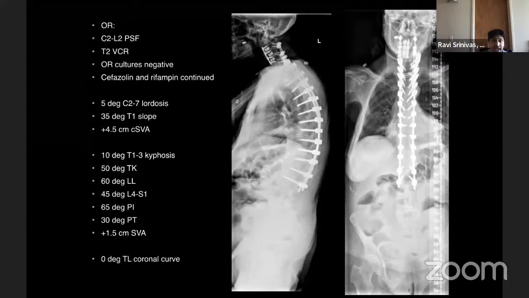The overall SVA improved to 1.5 centimeters positive, and the pelvic tilt is 30 degrees. So there is a component of pelvic compensatory mechanism there. And then that coronal curve in the lumbar spine is also straightened out too. And then we have another follow-up for her.